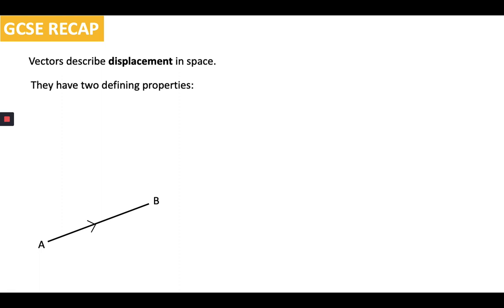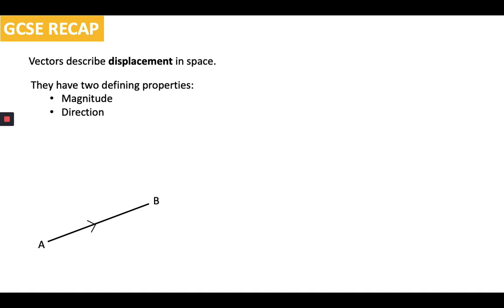Now the first thing we need to think about is how we can define a vector. What actually is a vector? This is something you should know from GCSE, but vectors describe a displacement in space. They describe how some displacement, some movement between 2 points has happened. So from A to B here is a displacement in space, and I have two key properties. Something is displaced with a certain magnitude and a certain direction. And they're the two defining properties of any vector.